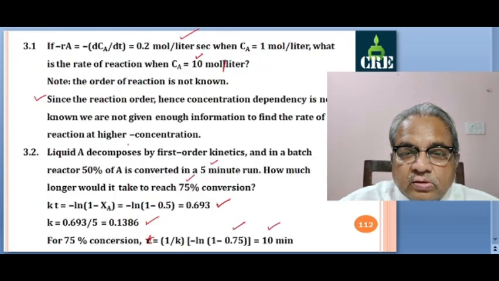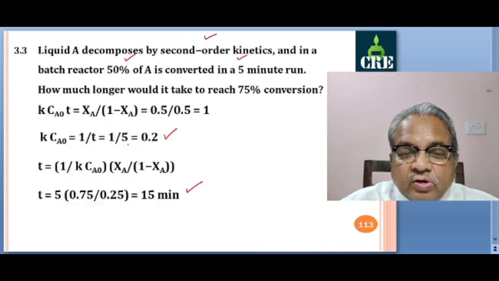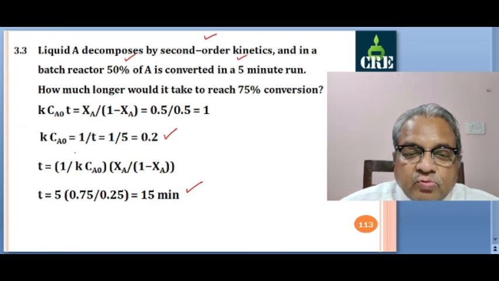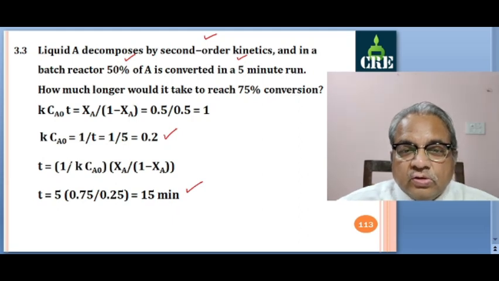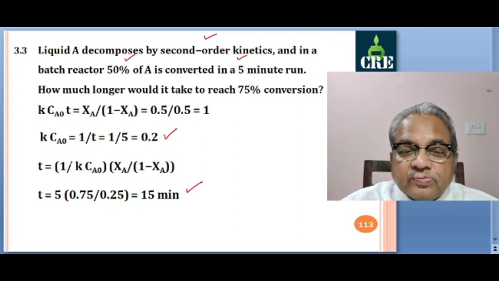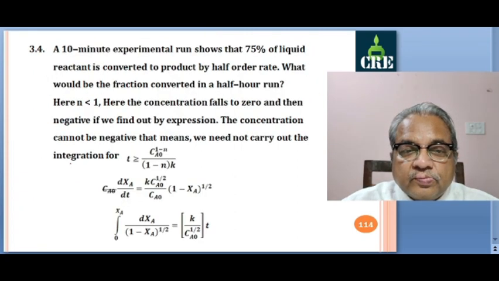So you can see the rate constants are different. Here we have not determined the rate constant exactly, but the product k C_A0 which we want in this expression. So for second order kinetics, 75% conversion will take place in 15 minutes.